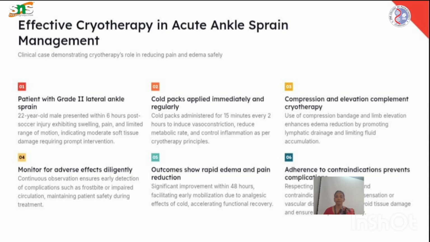How effective is cryotherapy in acute ankle sprain management? Consider a patient with a grade 2 lateral ankle sprain, with cold packs applied immediately and regularly. Compression and elevation complement the cryotherapy and give a better outcome. We monitor for adverse effects vigilantly, and the outcome shows rapid edema and pain reduction. Adherence to contraindications prevents complications. This is how cryotherapy is effective in managing acute ankle sprain.